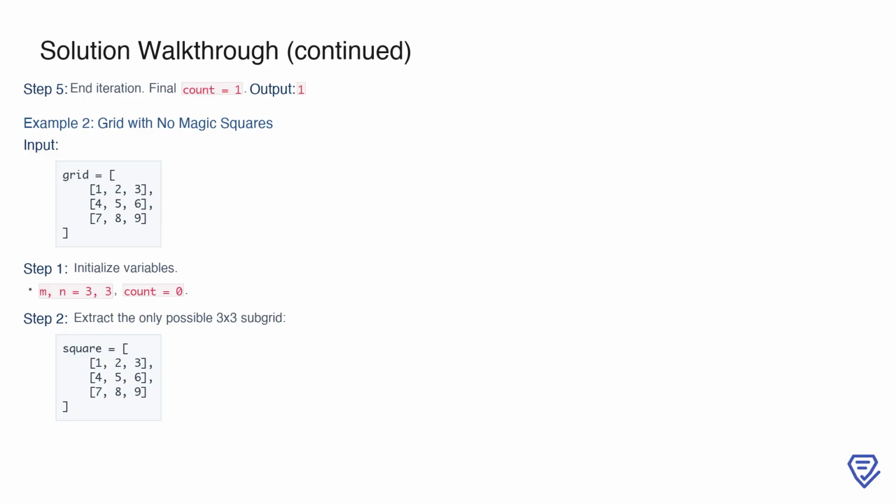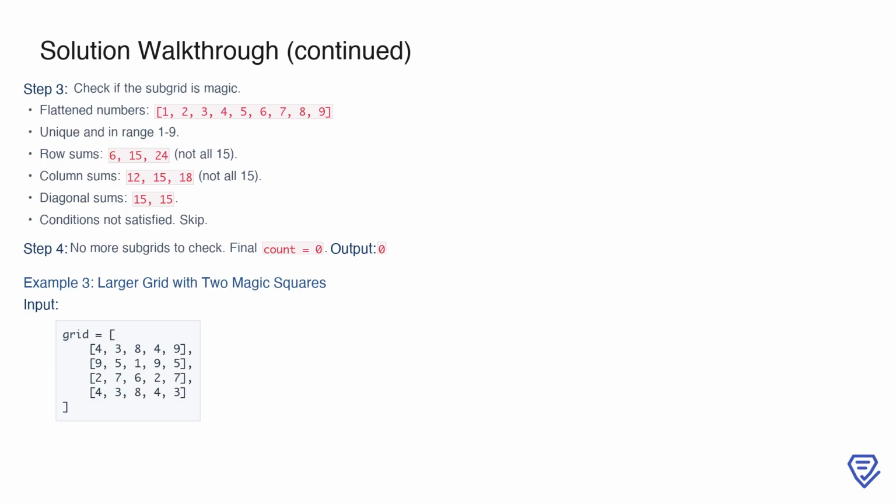Now, moving on to another example, we consider a grid that does not contain any magic squares. The input grid here is a 3 by 3 matrix: 1, 2, 3, 4, 5, 6, 7, 8, 9. As before, we initialize the variables m and n to 3, and set count to 0. Since the grid is exactly 3 by 3, there is only one possible subgrid to consider, which is the grid itself: 1, 2, 3, 4, 5, 6, 7, 8, 9.